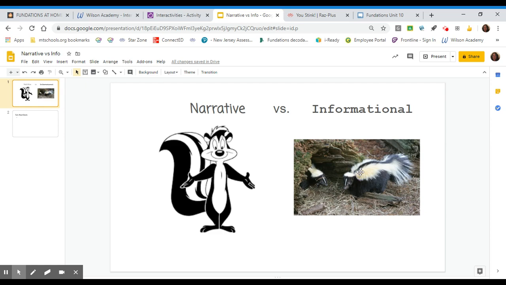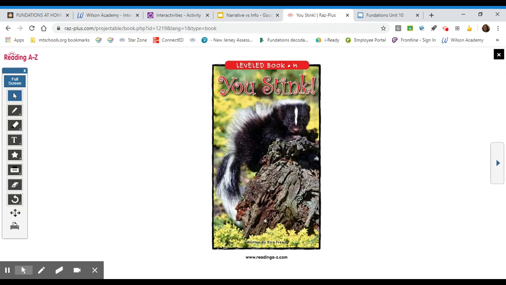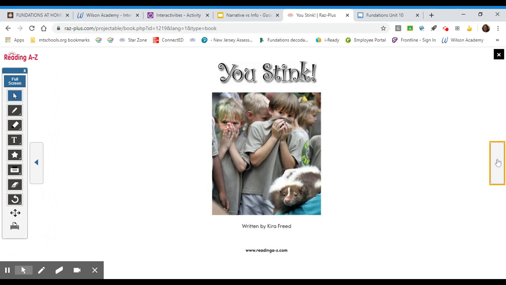So today, I'm going to show you the flip side. I'm going to show you the informational side. And I have a story here. It's from Reading A to Z. And this story is called You Stink. And right away, when I look at the cover, I can see a real picture of a skunk. Now, still, maybe I'm not sure if this is a narrative or informational, but when I look at that picture, oh, they could have been the kids in our story, right?